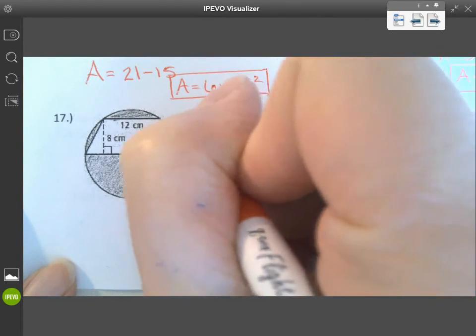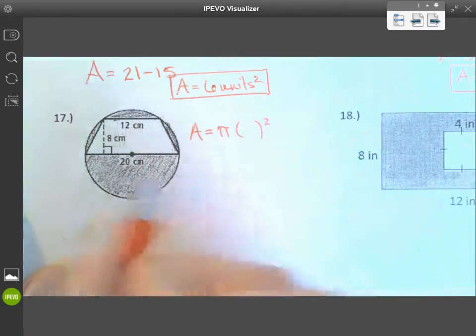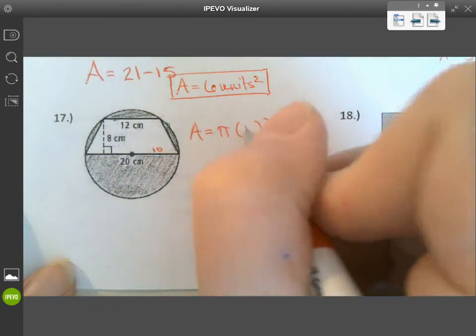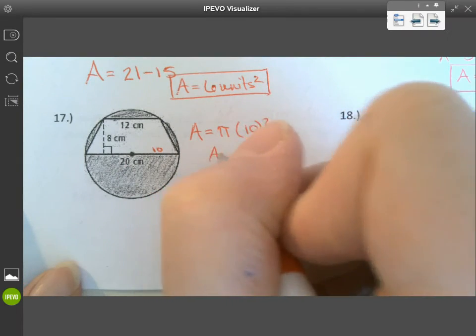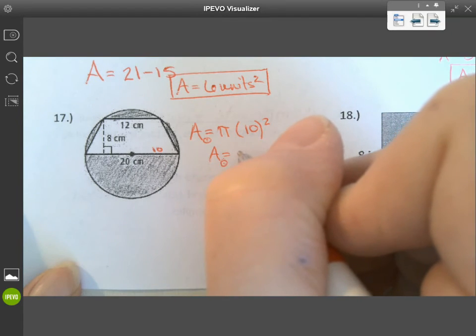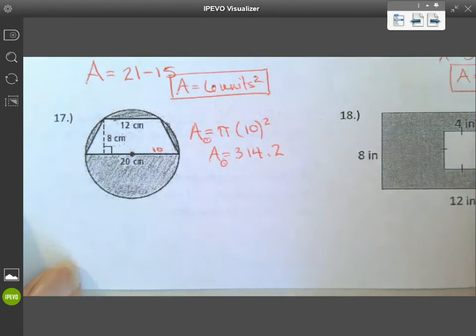So the area of the circle is going to be pi times the radius squared. Now, if the diameter is 20, then the radius is 10. Okay, so we'll throw that in the calculator. The area of the circle, that's my little circle symbol, is 314.2. So I'm just rounding that.